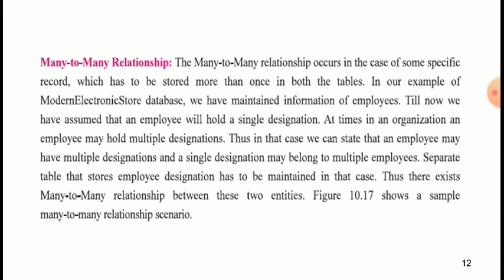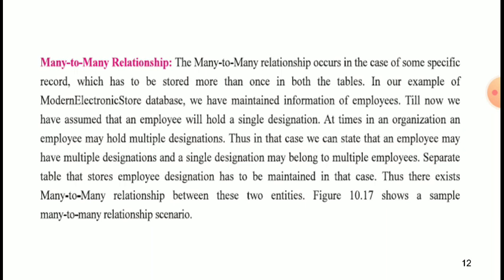And third, many to many relationship. Many to many relationships occur in the case of some specific record which has to be stored more than once in both tables. In our example of the modern electronic store's database, we have maintained information of employees. Till now, we have assumed that an employee will hold a single designation at a time in an organization, but an employee may hold multiple designations.